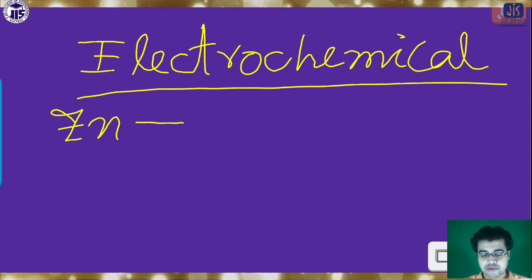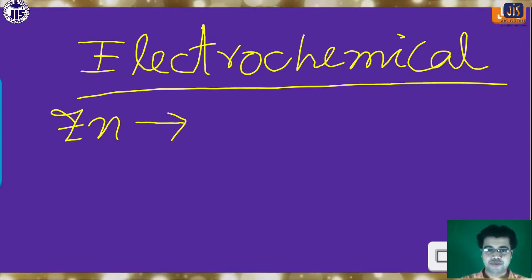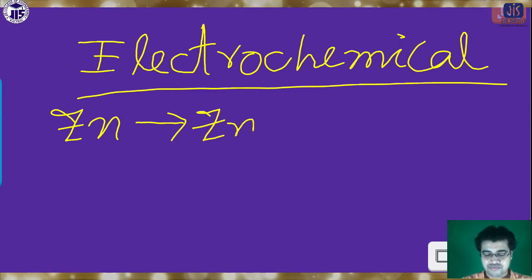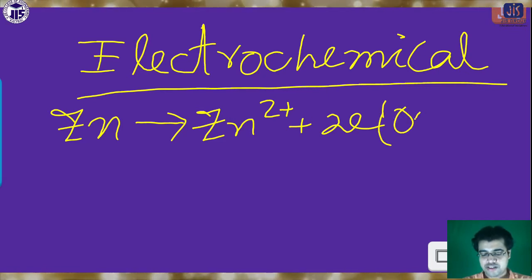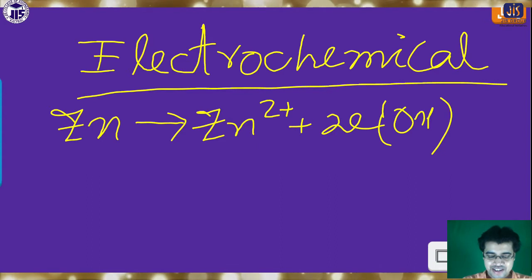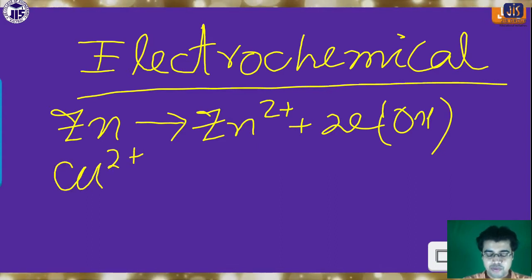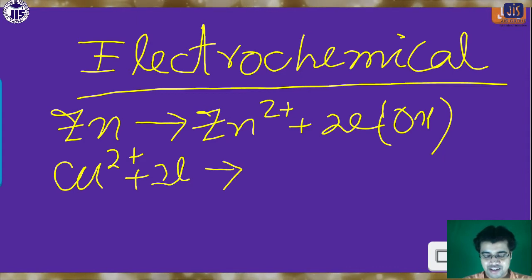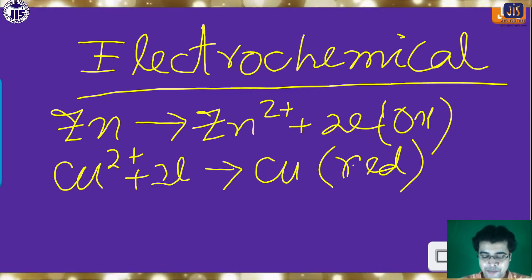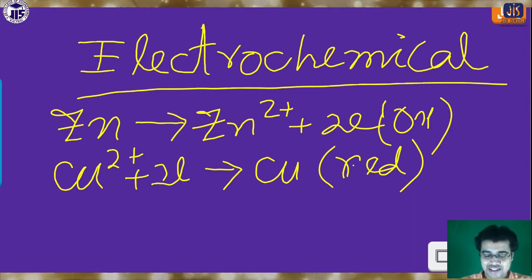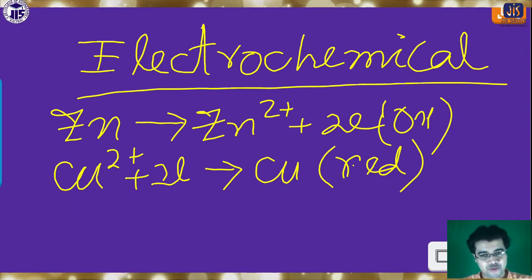If you remember, at the anode zinc was oxidized: zinc to Zn 2 plus plus 2e, this is the example of oxidation. And Cu 2 plus plus 2e is reduced to copper, this is the example of the reduction reaction. So zinc to Zn 2 plus is the oxidation reaction, and copper 2 plus to copper is the reduction reaction.